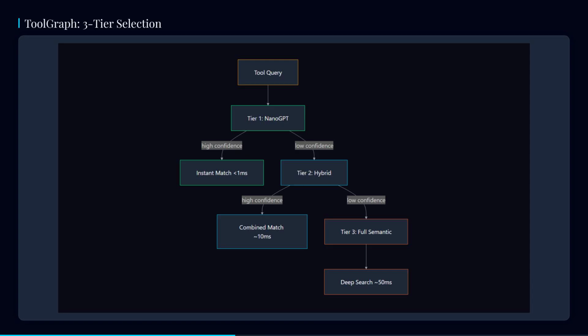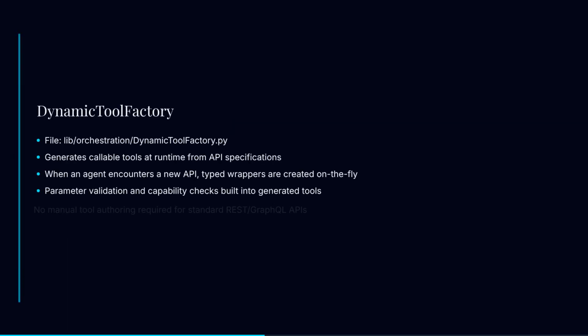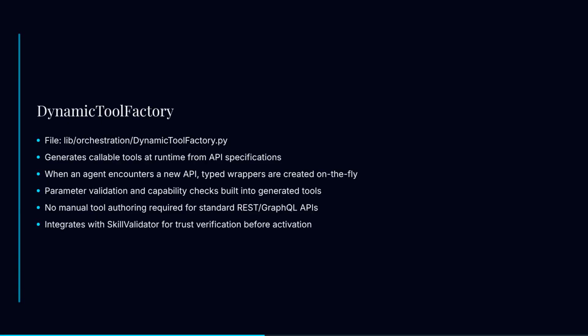for obvious matches. Dynamic Tool Factory. The Dynamic Tool Factory generates callable tools at runtime from API specifications. Feed it an OpenAPI spec and it produces typed tool wrappers on the fly: parameter validation, capability checks, error handling, all included. No manual tool authoring required. The generated tools integrate with the capability engine. The agent still needs the right grants. And they pass through skill validator for trust verification before activation. This means the platform's tool surface grows dynamically as new APIs are connected, without engineering effort per integration.